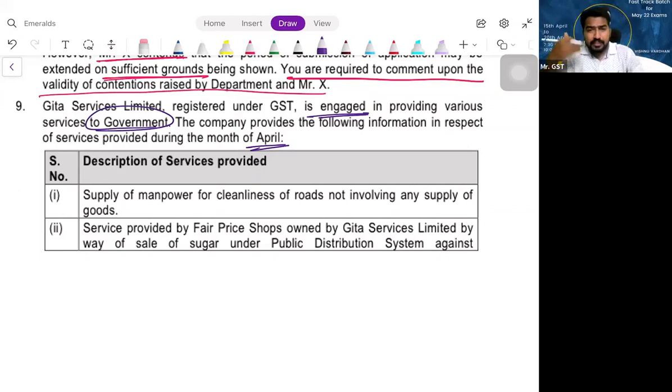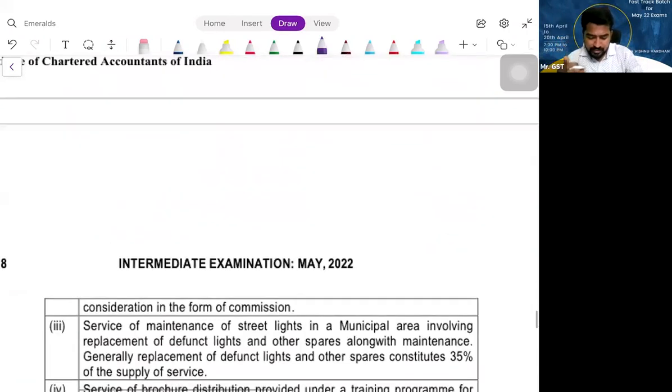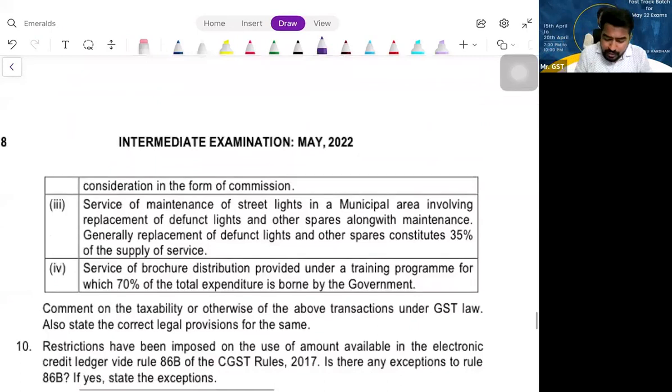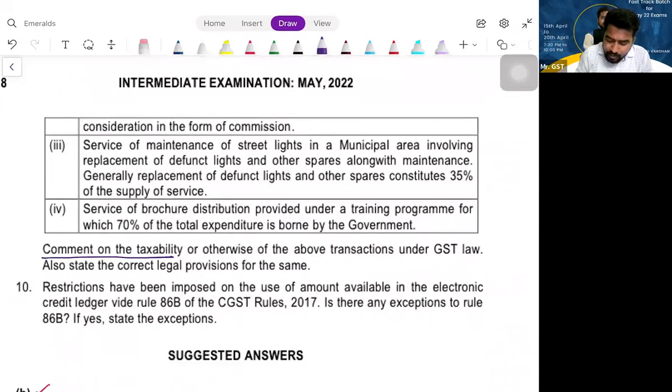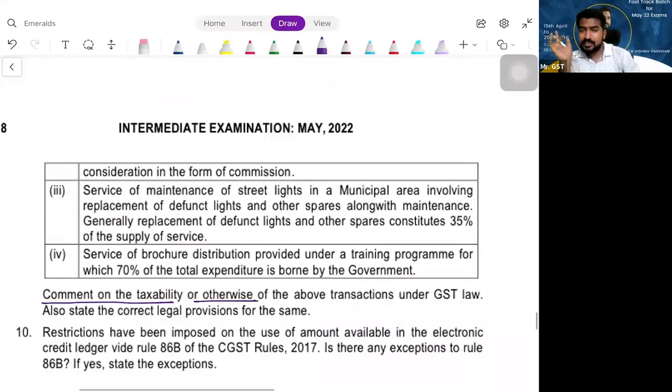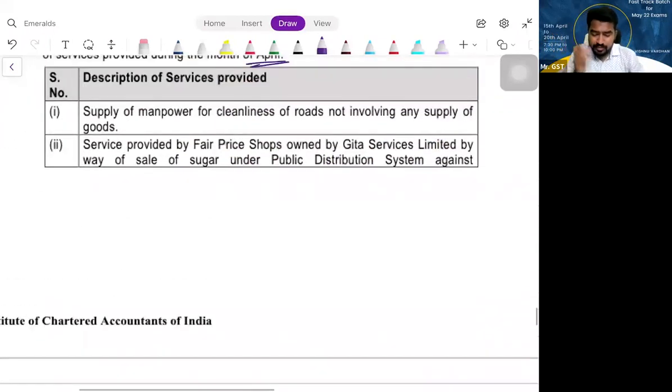See, they have given the list of services, my dear friends. Understand, they have given the list of services and they ask you to comment on taxability or otherwise of the above transactions. They didn't give you the value, they didn't ask you the value of taxable supply, nothing. Just they ask you to comment on the taxability. That means you have to say whether it is taxable or exempt and what is the reason. Fine. So let us go with the first one.